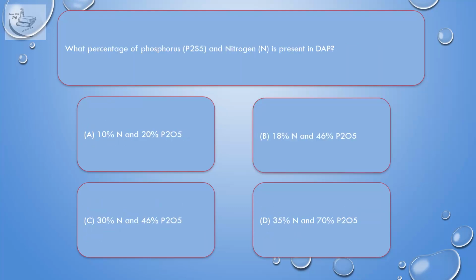Question: what percentage of phosphorus, as phosphorus pentoxide, and nitrogen, N, is present in DAP? A. 10% N and 20% P2O5. B. 18% N and 46% P2O5. C. 30% N and 46% P2O5. D. 35% N and 70% P2O5. Correct answer is B. 18% N and 46% P2O5.